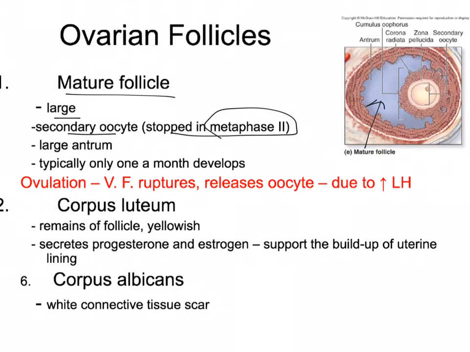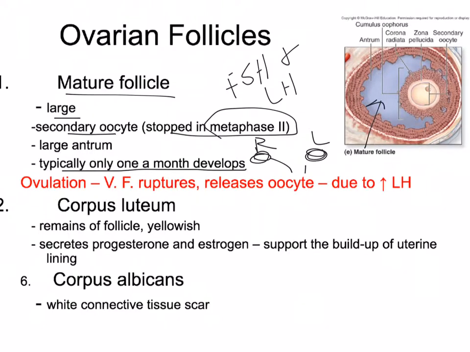Typically only one mature follicle a month develops, and our ovaries alternate, so we either produce one from the right side or the left side. If they're trying to harvest your eggs, they're going to give you follicle stimulating hormone and luteinizing hormone to cause you to produce more than one mature follicle at a time. The ovaries get full of these and really sore, and then they'll go in and harvest the eggs.